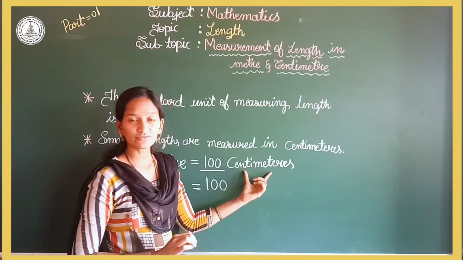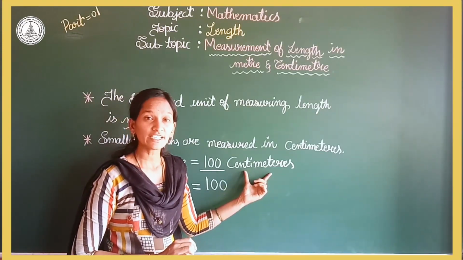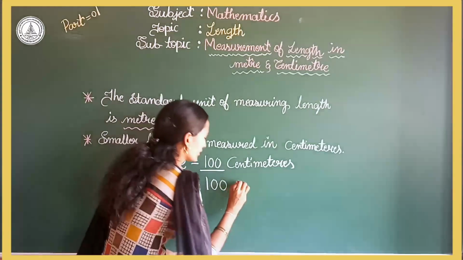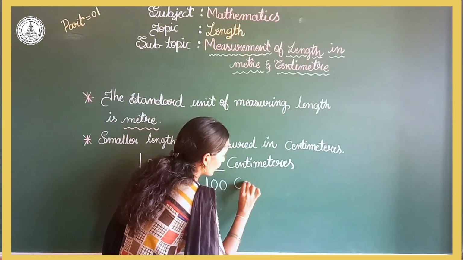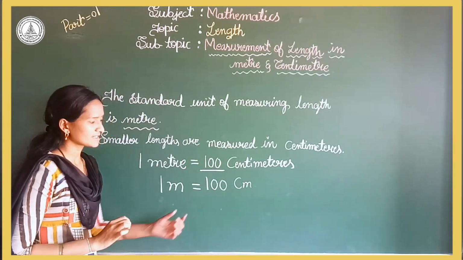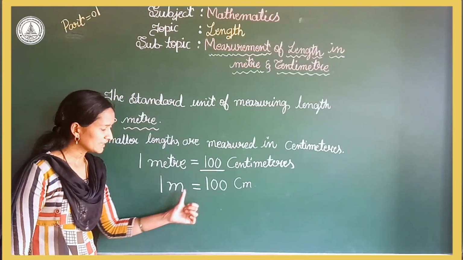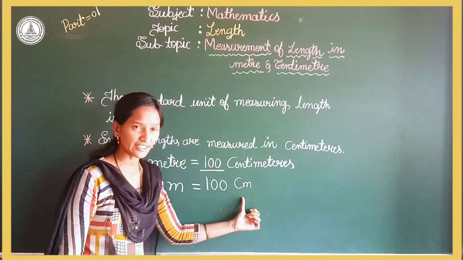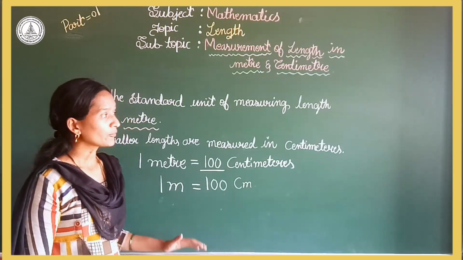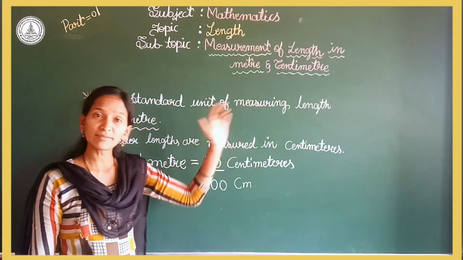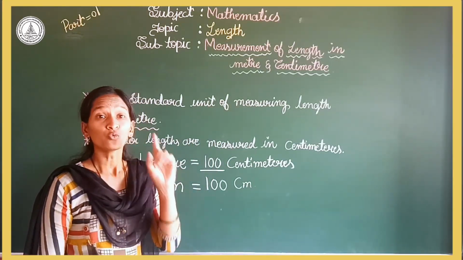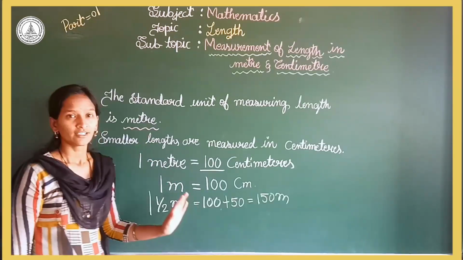What is the short form of centimeter? It is cm. Write it in small letters. This is cm. See here, how can you read this? 1 meter is equal to 100 centimeters. So now you tell me, what is the length of this measuring tape? It is 1.5 meters. Yes.